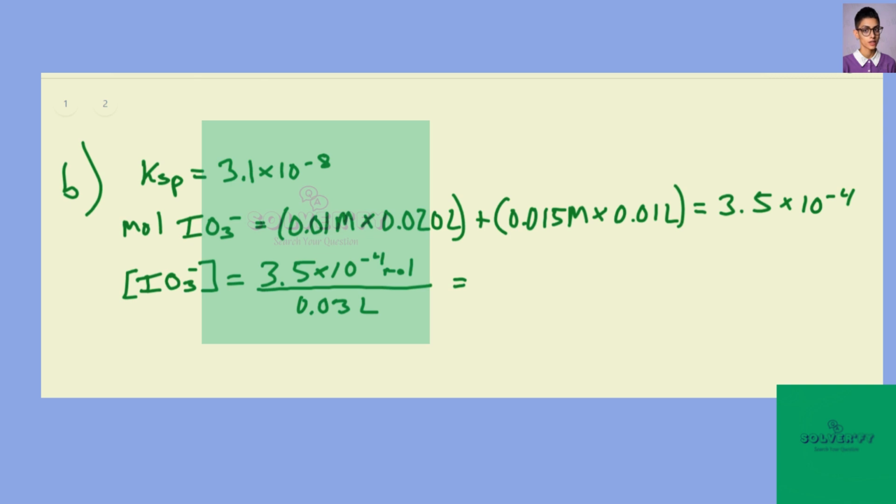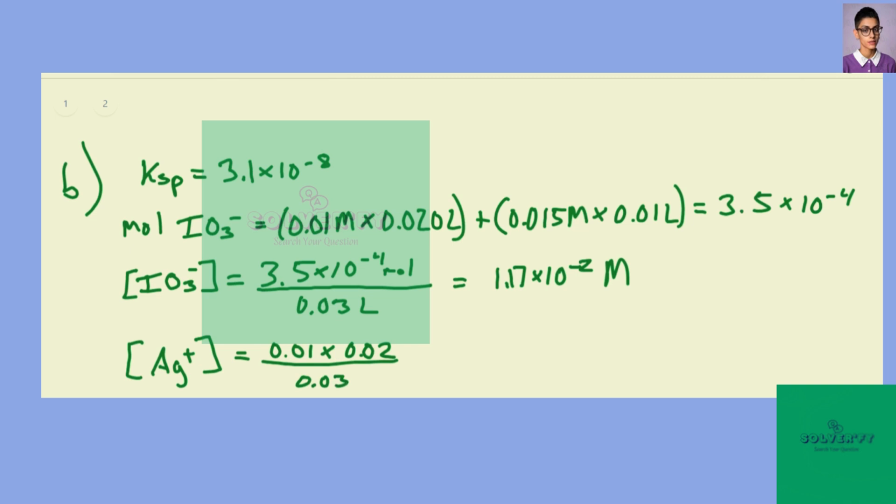And that gives us a value of 1.17 times 10 to the minus 2 molar. The concentration of silver ion, it's just a dilution in this case, so we multiply 0.01, which is the initial concentration, times the initial volume to get moles, and then divide by the volume to get concentration, which is now 6.67 times 10 to the minus 3 molar.